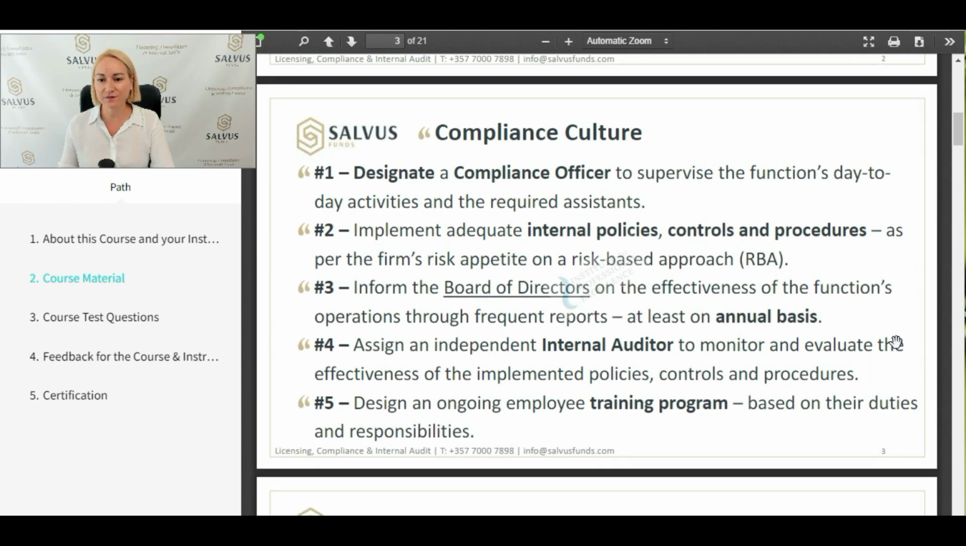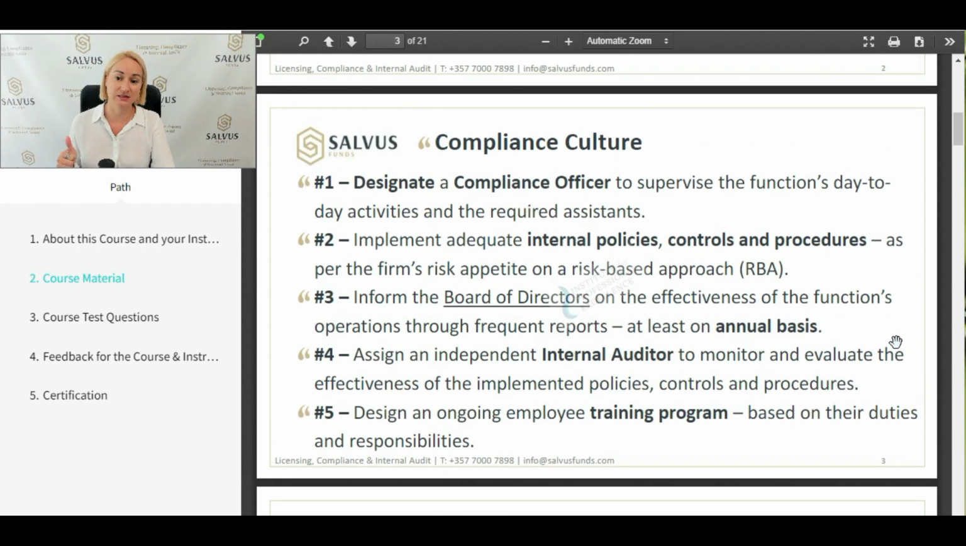Now, in order to have a strong compliance culture, we need a designated compliance officer to supervise the function day-to-day, implement adequate internal policies, controls, procedures, as per the firm's risk-based approach and risk appetite, of course. We have to inform the board on the effectiveness of the function's operations through frequent reports, at least on an annual basis. Assign an independent internal auditor to monitor and evaluate the effectiveness of the policies, controls, procedures, and provide recommendations for improvement and enhancement. Design an ongoing employee training program, and this has to be done at least on an annual basis and based on the judicial responsibilities of each personnel.